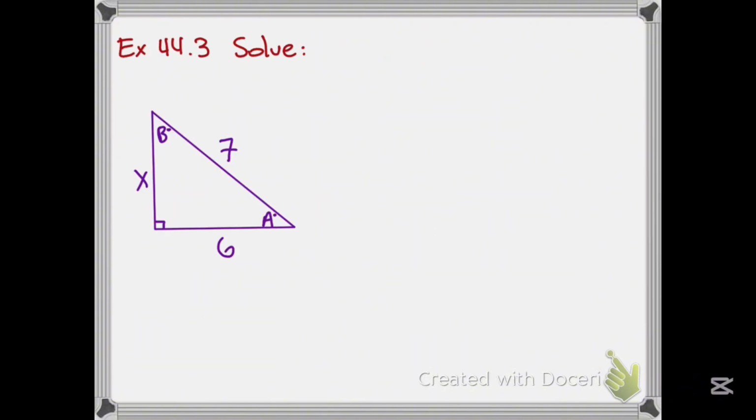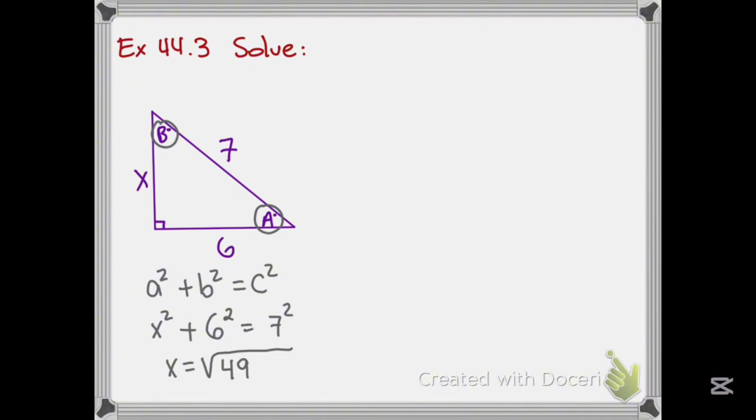Now in this third example, notice that they don't give us either of the angles. So we have to find A and B. So what we're going to do is we're going to start by finding the value of x using Pythagoras. For A, we're going to use x. For B, we're going to use 6. And for C, we're going to use 7. And then to find x, we just have to find the square root of 49, which is 7 squared, minus 6 squared, which is 36. And the answer is the square root of 13.